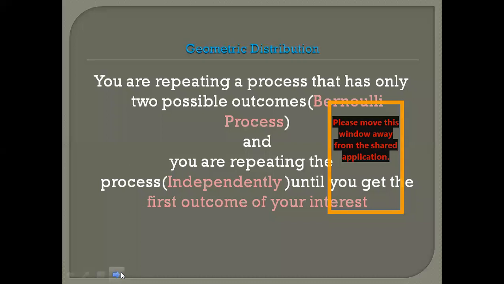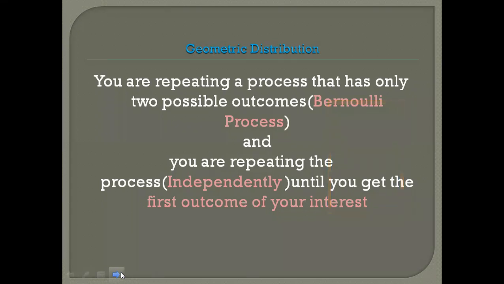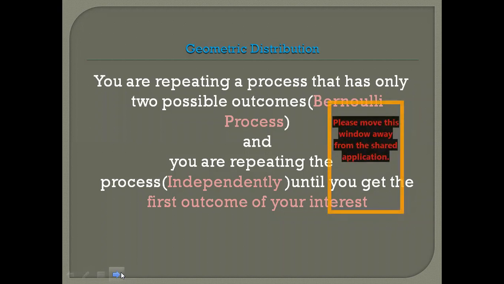Now, take another example of a geometric distribution: you always want to pass a test. You go through the process and you fail. You again go through the process. You fail. So you keep on repeating this process of testing yourself until you get a success, until you get an outcome of your interest, right? Your outcome of interest is to pass the test. So that's called a geometric distribution, right?